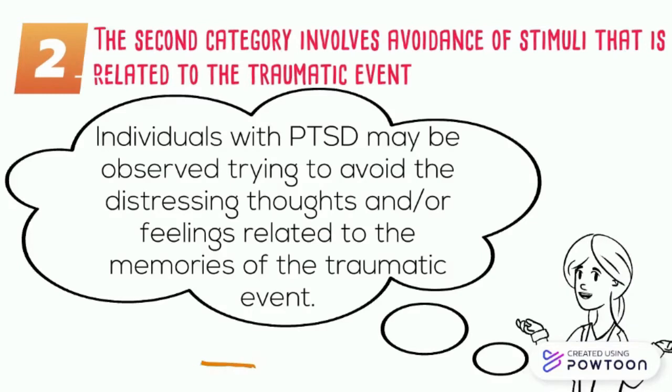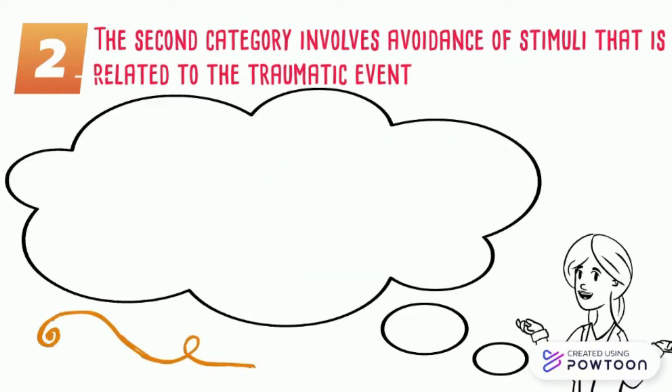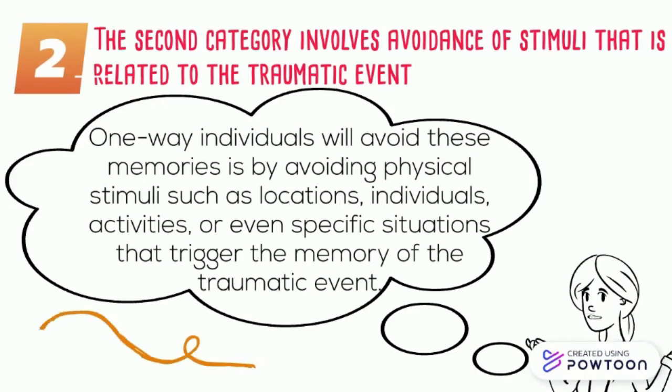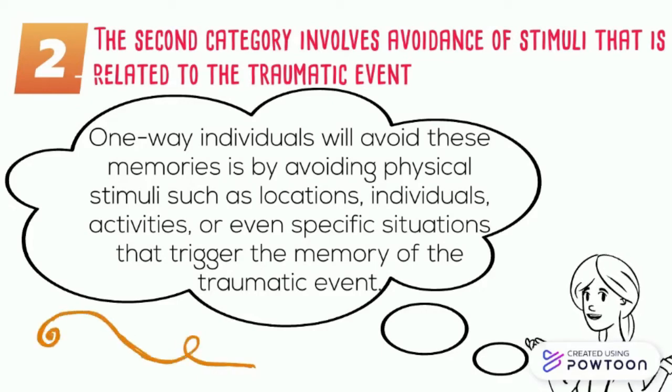Number 2 involves avoidance of stimuli that are related to the traumatic event. Individuals with PTSD may be observed trying to avoid distressing memories of the traumatic event. One way individuals will avoid these memories is by avoiding things that trigger the memory of the traumatic event.